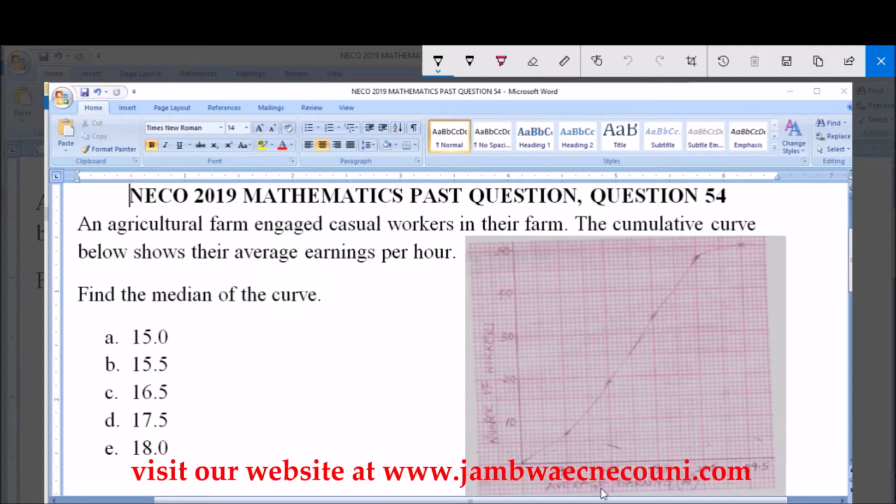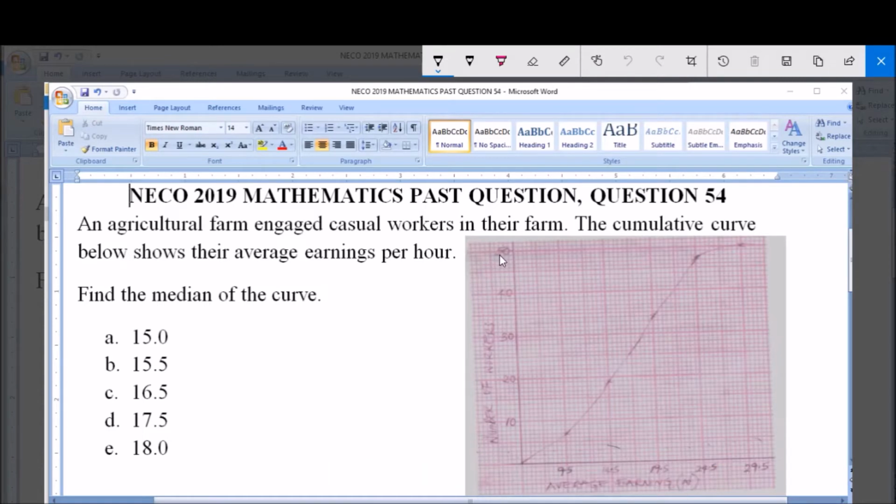Now this is the average earning per hour. Now this is the number of workers. Like I said, the maximum number, that is the highest number of workers working in the farm, is 50. So this is the cumulative frequency, and here on the x-axis represents the average earning.